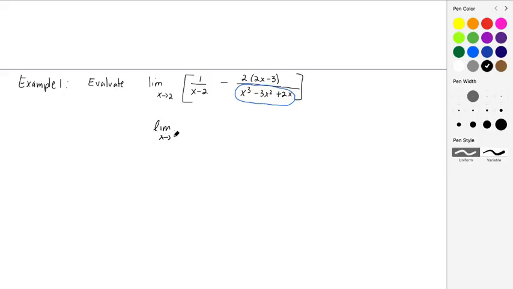So the limit as x approaches 2 of the function. This can't be simplified, it's already simplified. The top is also already simplified. And now here we can simplify by taking out a value of x. When you take out the value of x, what you're left with is x squared minus 3x plus 2. And this right here is also a polynomial that can be simplified. This is just a quadratic function.